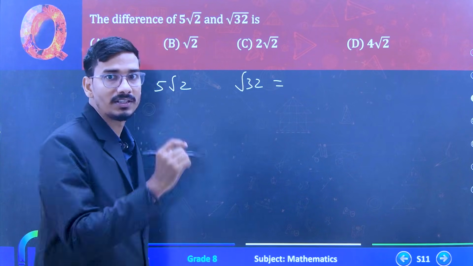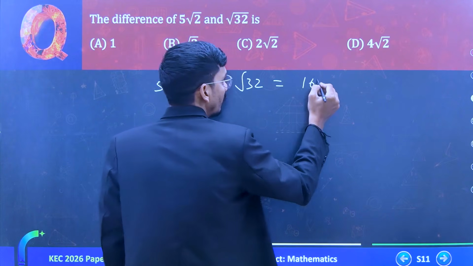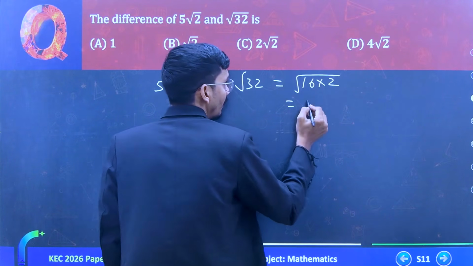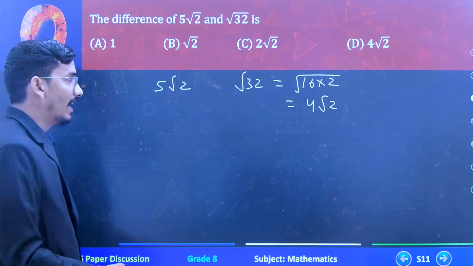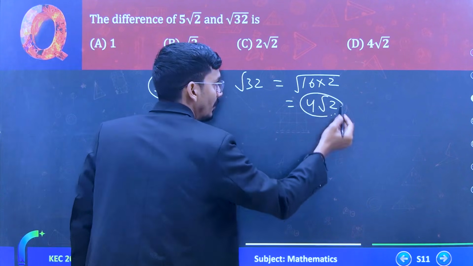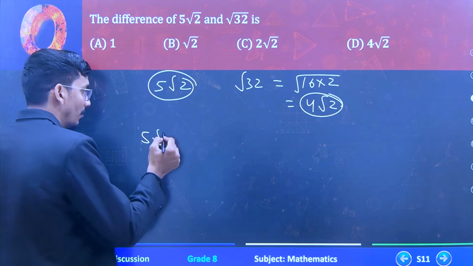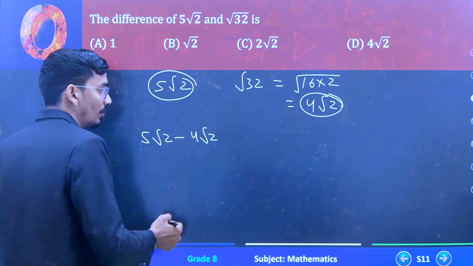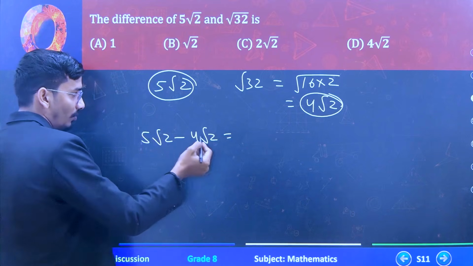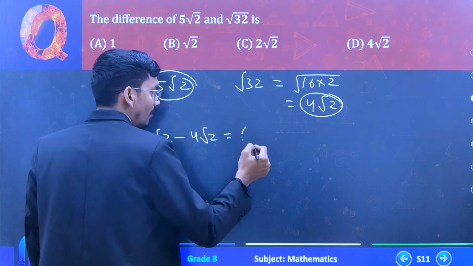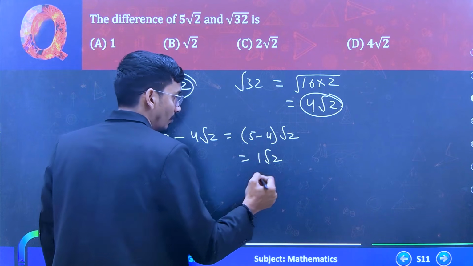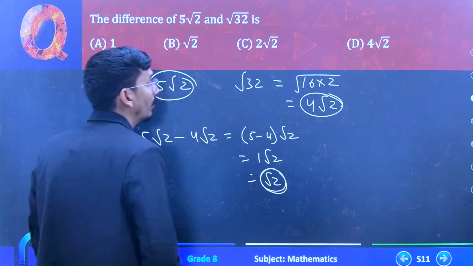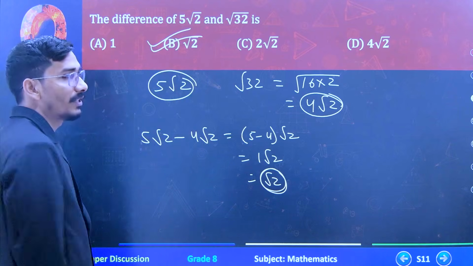Root 32 is nothing but 16 into 2, that is nothing but 4 root 2, and they are asking the difference of these numbers, means 5 root 2 minus 4 root 2. If you take root 2 common, so root 2 will come. So 5 minus 4 is 1 root 2. It means nothing but root 2. So which option is correct, beta?